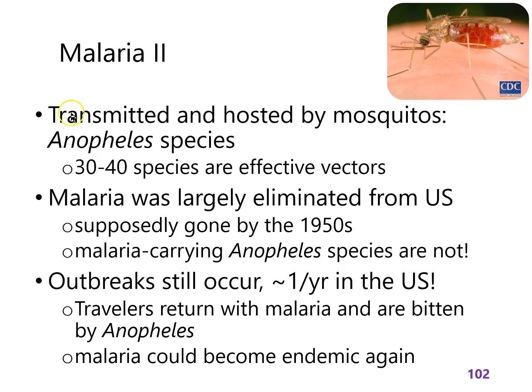The mosquitoes that spread it are Anopheles. These are not the beautiful ones that spread the viruses like Zika, dengue, and yellow fever. These are ugly mosquitoes that spread a horrible fatal disease, malaria. And again, many different species of the Anopheles mosquitoes are capable of spreading malaria. And many of them are still present in the US.